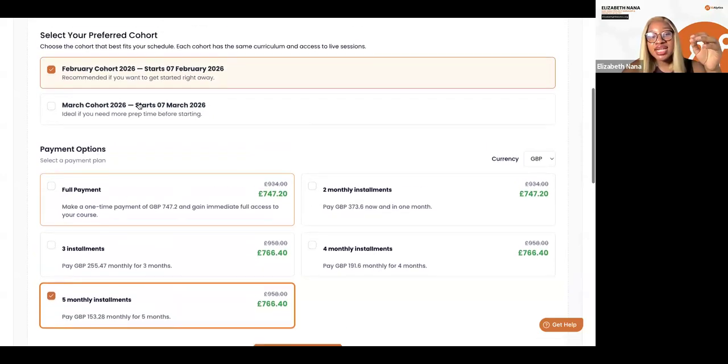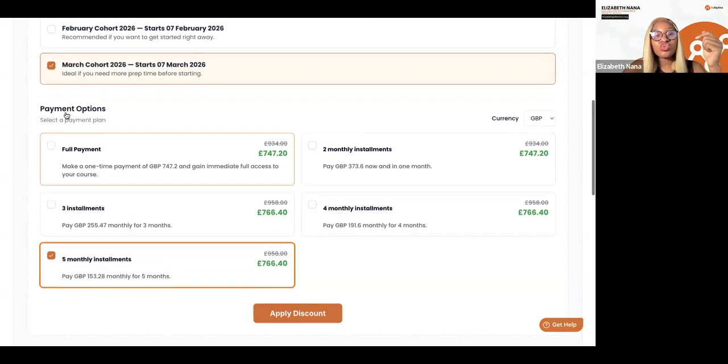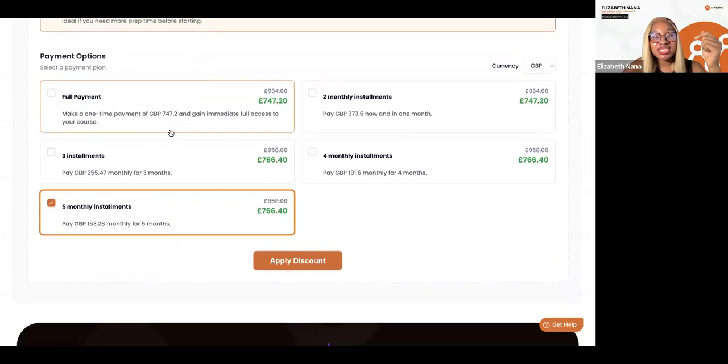Now, I neglected to mention, before you select the payments plan, you're also able to register in advance. So even if you feel like, oh, February is a bit close, I'll be busy in February, I can't do this in February, you can register ahead for the March class. All you have to do is select March. So you can actually register ahead. Once you select when you would like to start, you go ahead to select your preferred payments plan, the payments plan that is most convenient for you, and you click on apply discount.